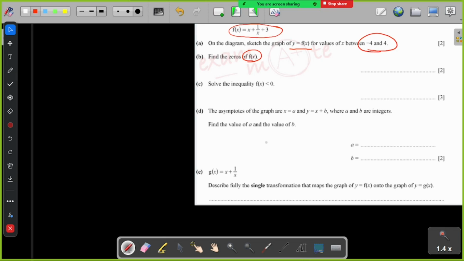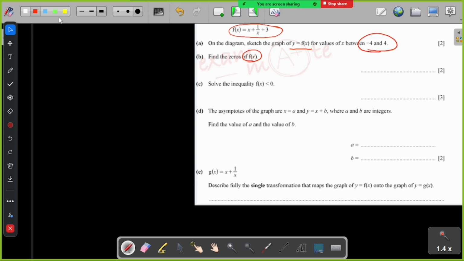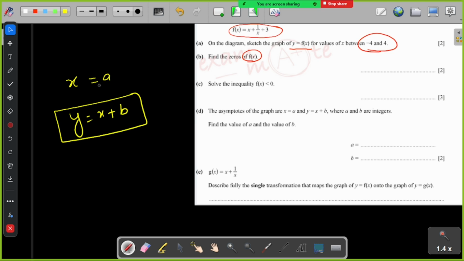It is saying the asymptotes of the curve are, see, its asymptotes are x equals a and y equals x plus b, where a and b are integers.